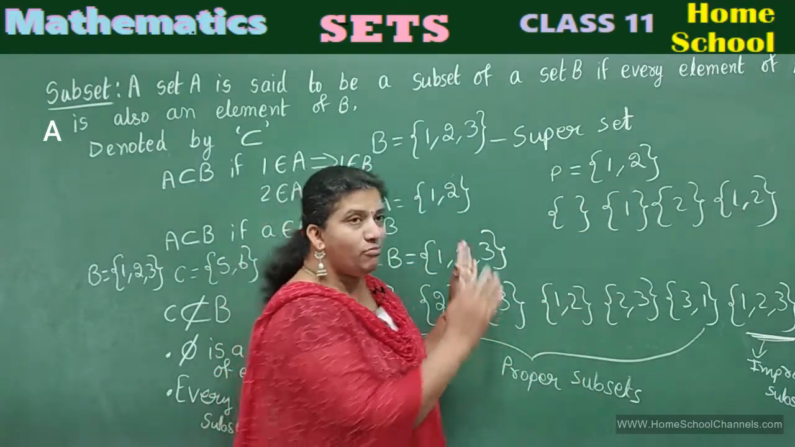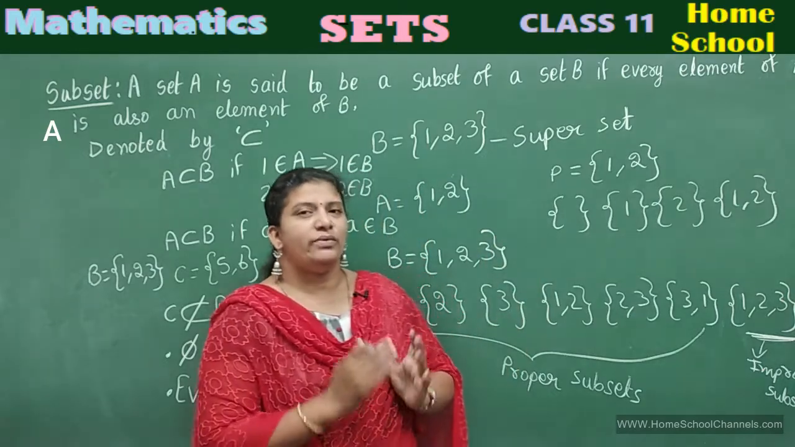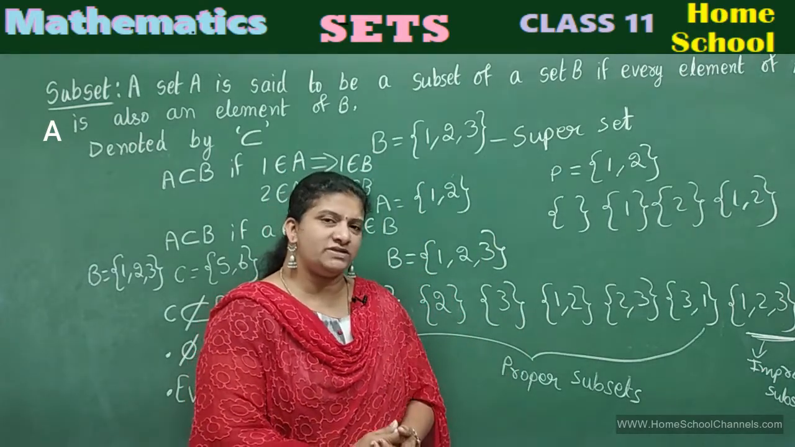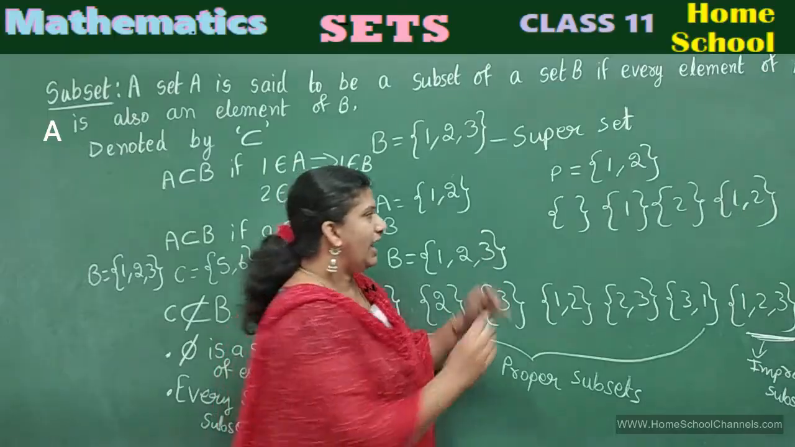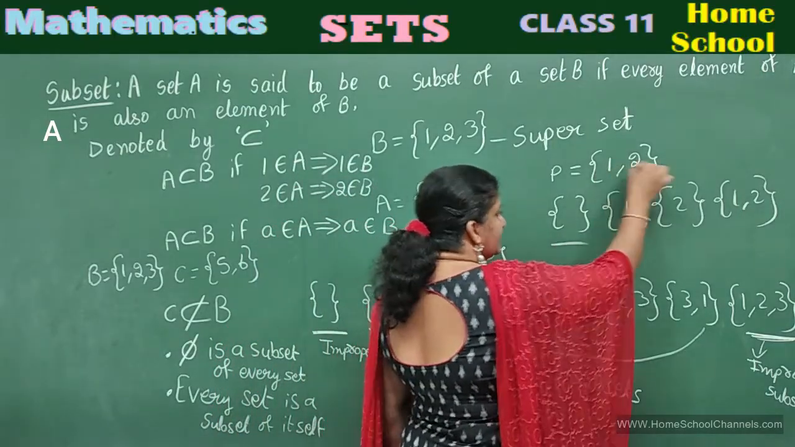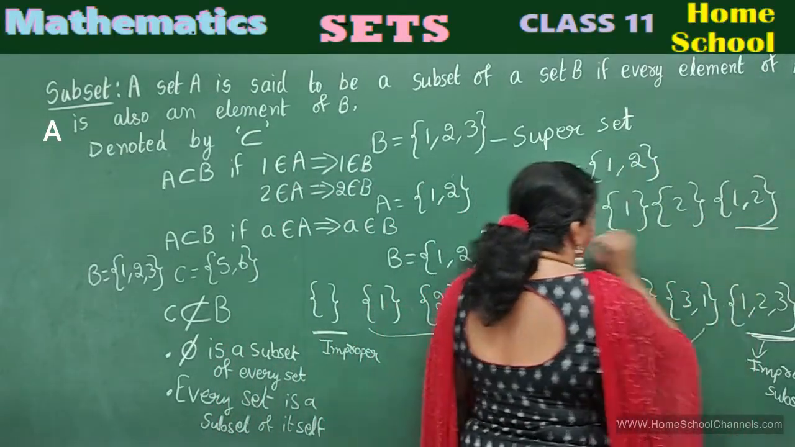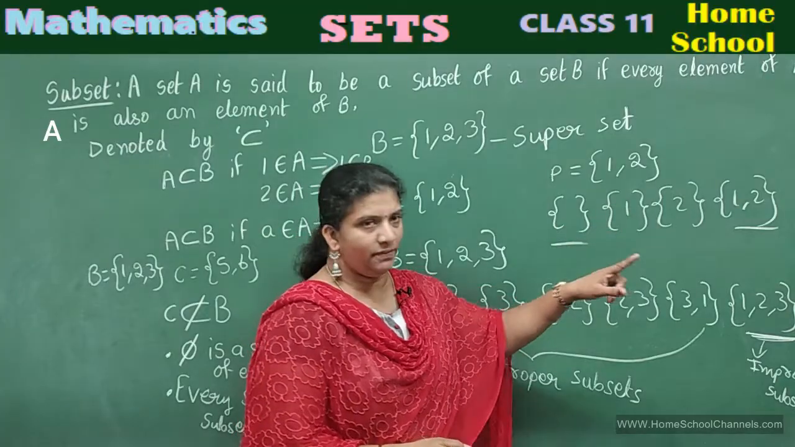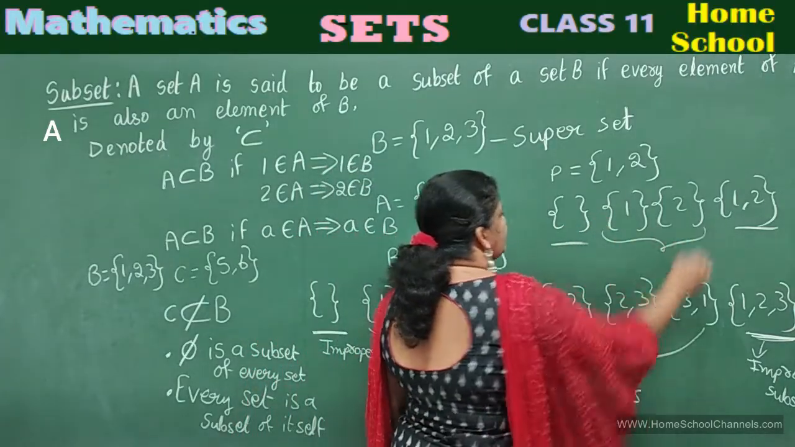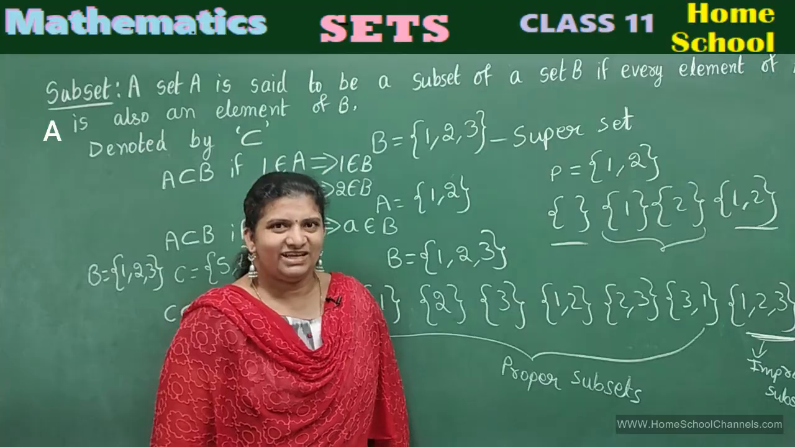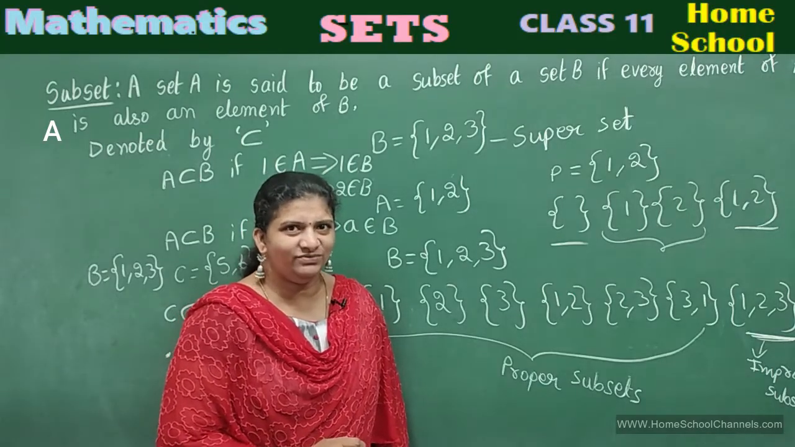Right? So among these subsets, which are proper and which are improper? Look here. The empty set and the same set: these 2 subsets are improper and the remaining subsets are proper subsets. Okay, do you have clarity now?